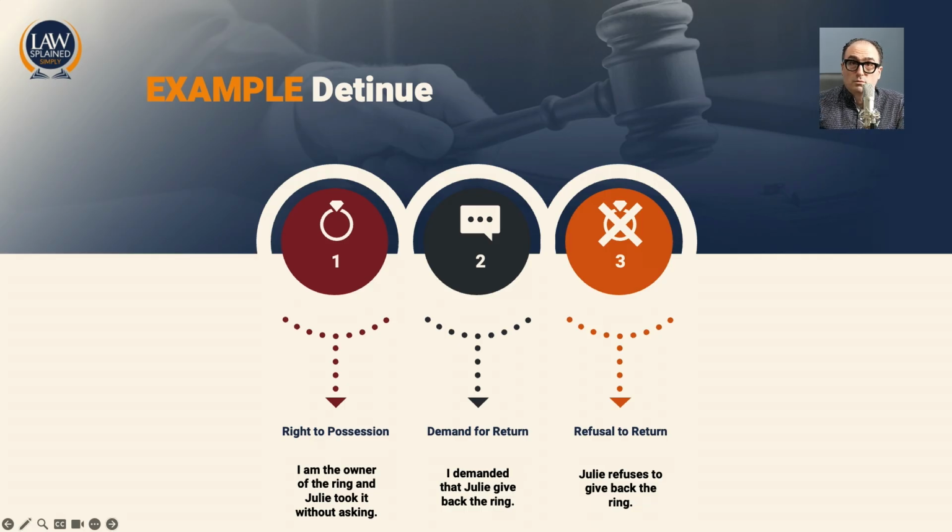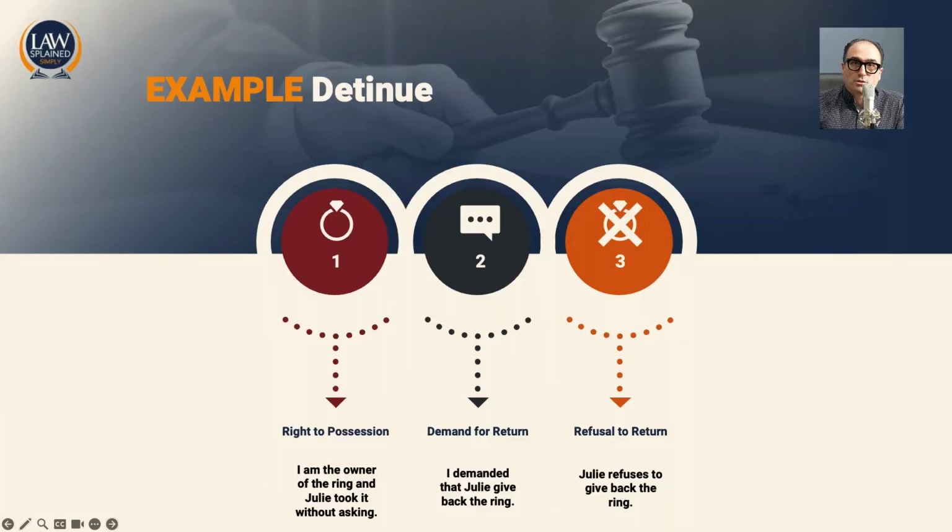If you sue her for a return of the ring and you plead right to possession, demand for return, and the refusal of Julie to return the ring, you've pleaded all the requisite elements for the cause of action of detinue.